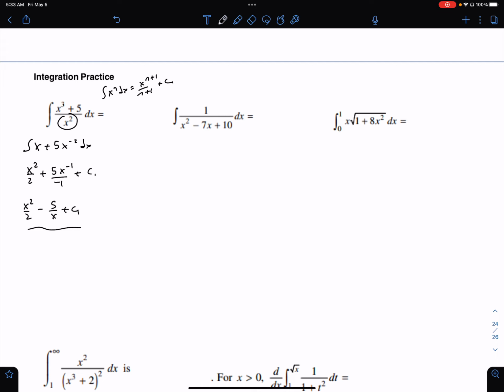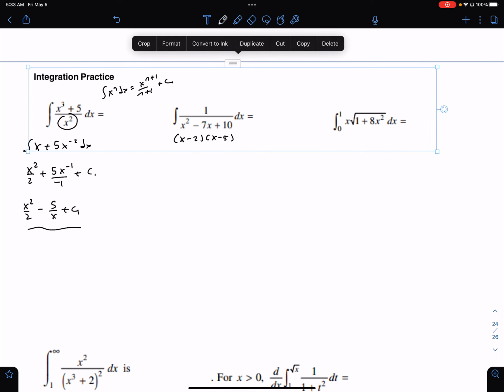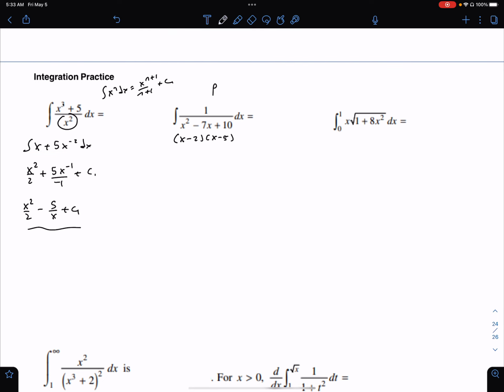There we go. All right, for question number 2 here. I can factor the bottom, and I'm going to go and do that. This becomes x minus 2, x minus 5, and because I can factor the bottom, this is our partial fractions using the Heaviside method. So partial fractions, not that bad to do. We're going to write this as A over x minus 2 plus B over x minus 5. Now, if you forgot how to do partial fractions, you can look at another video of mine.